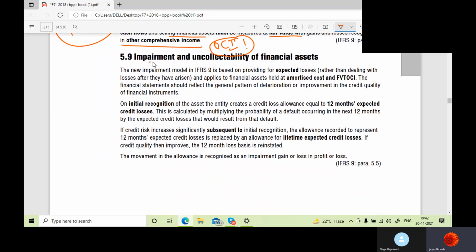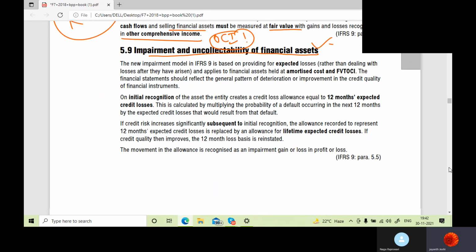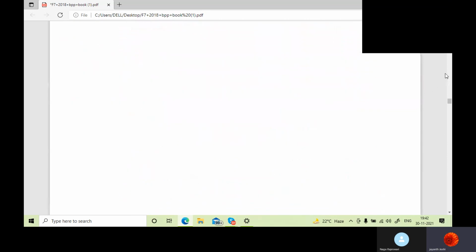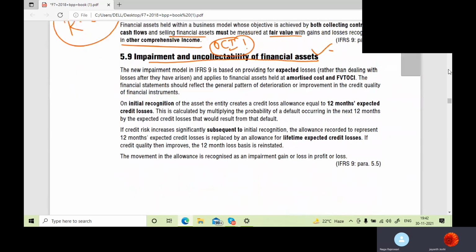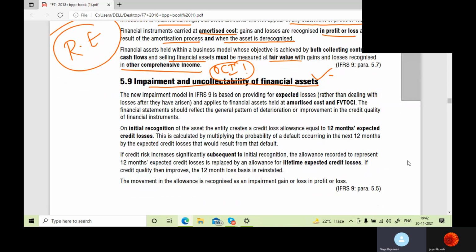Impairment and uncollectibility of financial assets. See, impairment should always be shown in the OCI only, no? This is almost all of these two sections and some factoring. Impairment loss will show in P&L, no, sir? No, P&L only. Yes, correct. But let us discuss it properly. So the new impairment, see, this is IFRS 9, not a different standard. The new impairment model in IFRS 9 is based on providing for expected losses.